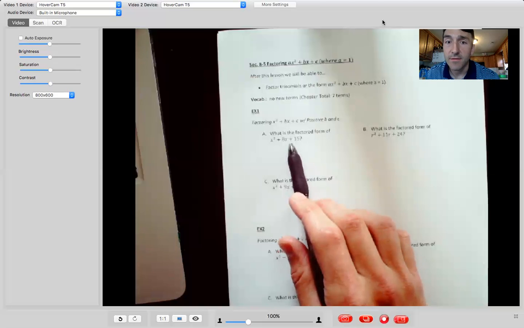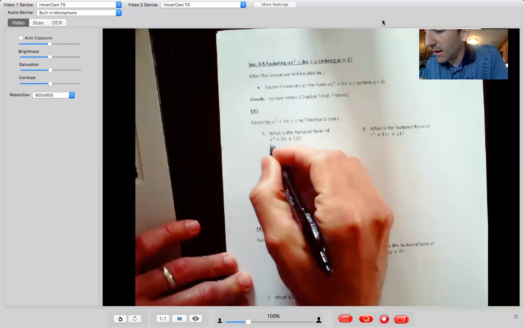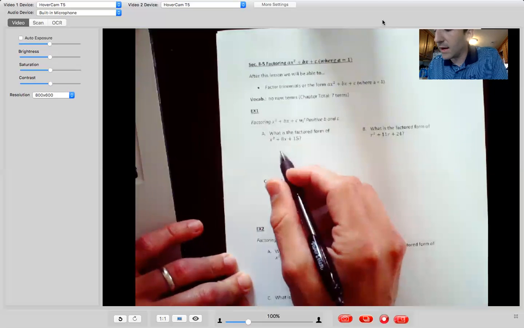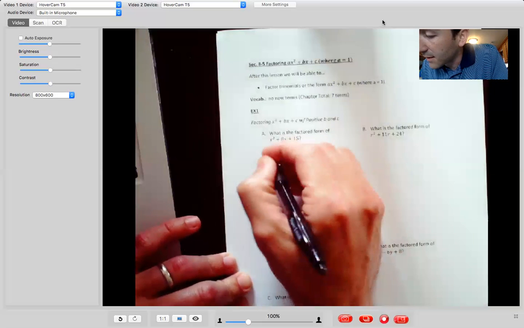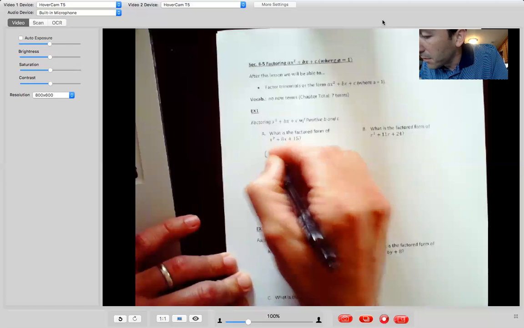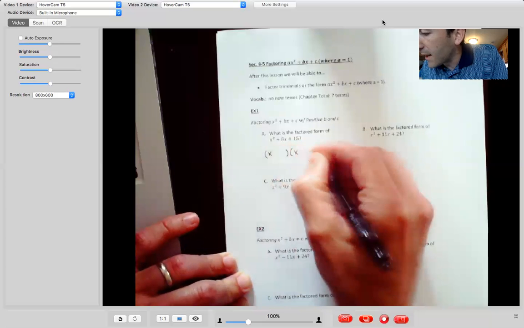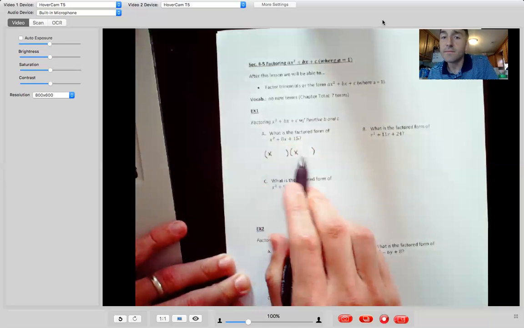I don't know if you guys remember a bunch of this, so let me show you something basic first. All of these start with 1x squared or 1r squared or whatever, and these are the most basic ones. So we know right off the bat that our answer is going to look something like this: x plus or minus something times x plus or minus something. Now the key is figuring out what the something and the something else is.